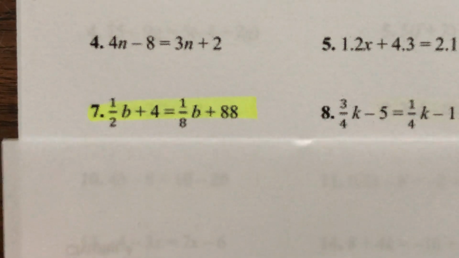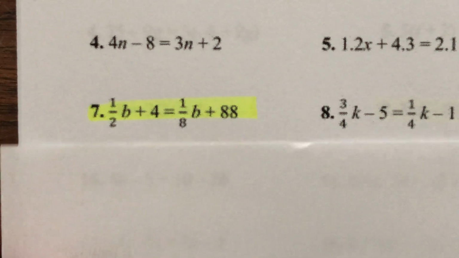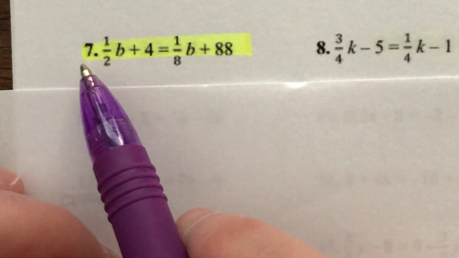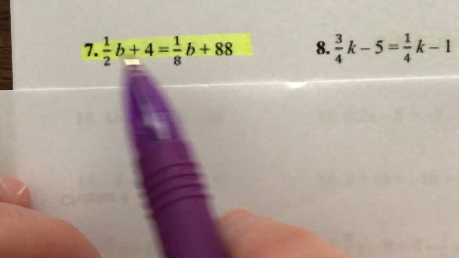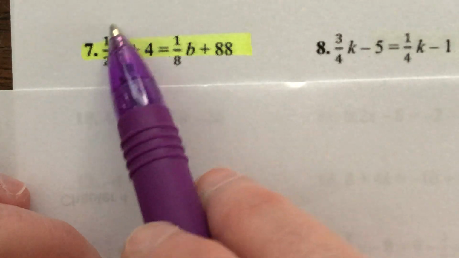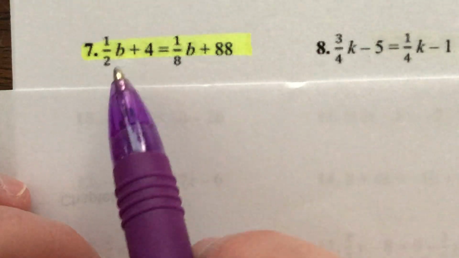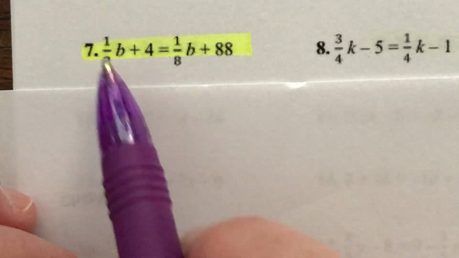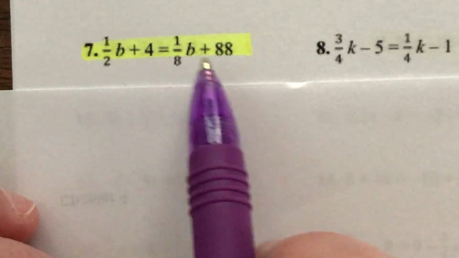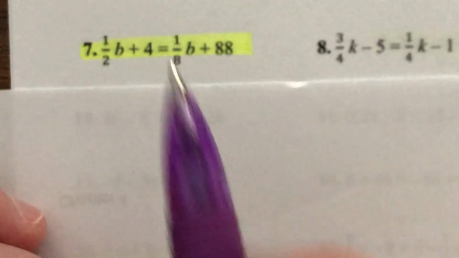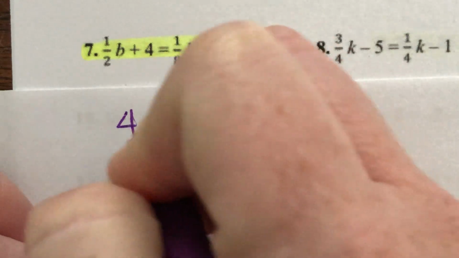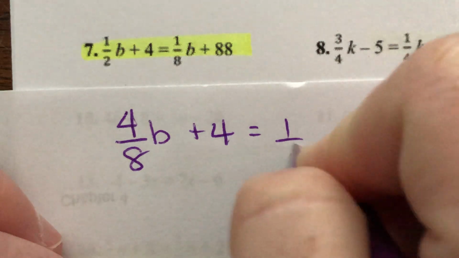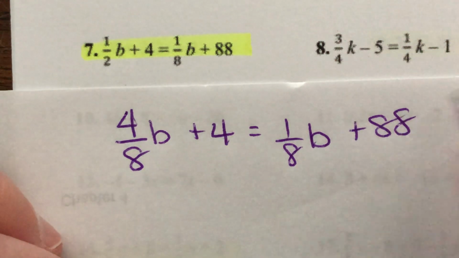For fractions, all you have to remember is that when you're adding and subtracting, you have to get the same denominator, right? And right now they don't have the same denominator. One is an 8, one is a 2, but I can make this 2 an 8 by multiplying the bottom by 4. And to keep this fraction equal to 1/2, I can't just turn this into an 8 because then it would be 1/8, right? Whatever I do to the bottom, I have to do the same thing to the top. So if I multiply the bottom by 4, I have to multiply the top by 4. So 1/2 is going to become 4 over 8. 4/8 b plus 4 equals 1/8 b plus 88.